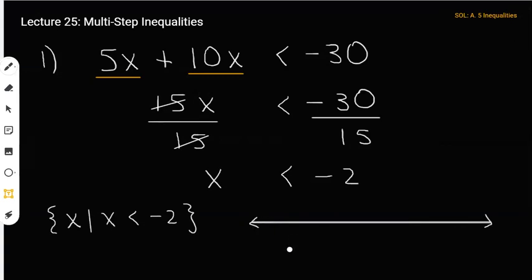For the number line, I'm going to take the answer that I got, this number, and put it in the middle. All the numbers that are less than negative 2, like negative 3 and negative 4, are going to go on the left-hand side. All the numbers that are greater than negative 2, like negative 1 and 0, are going to go on the right-hand side.